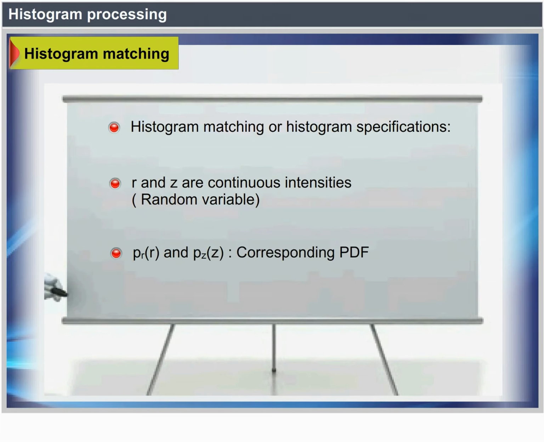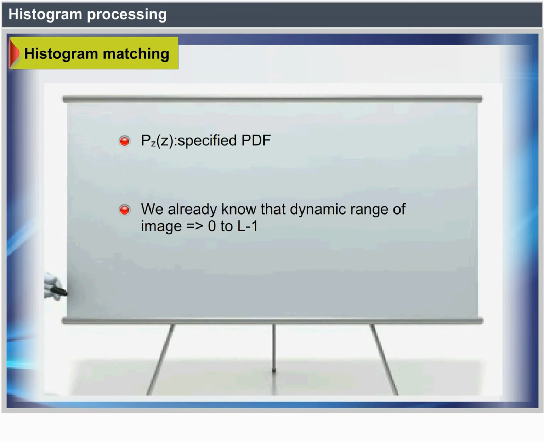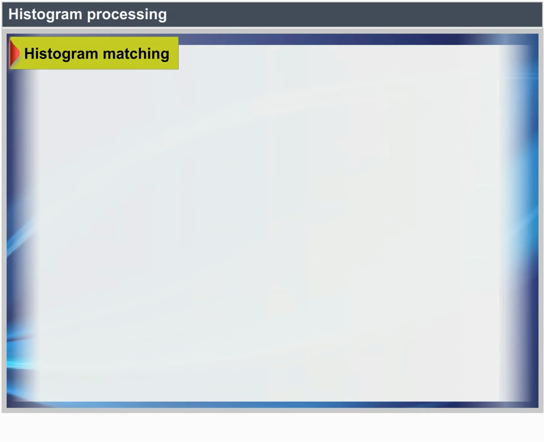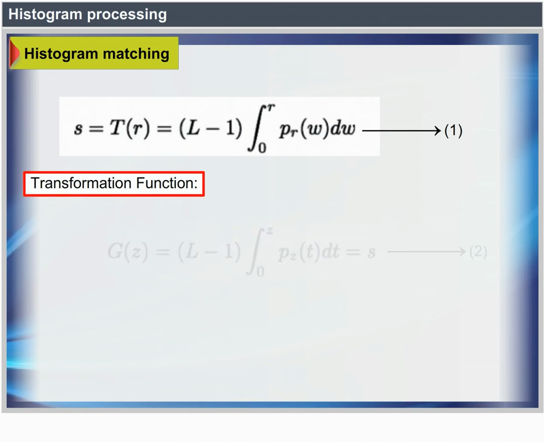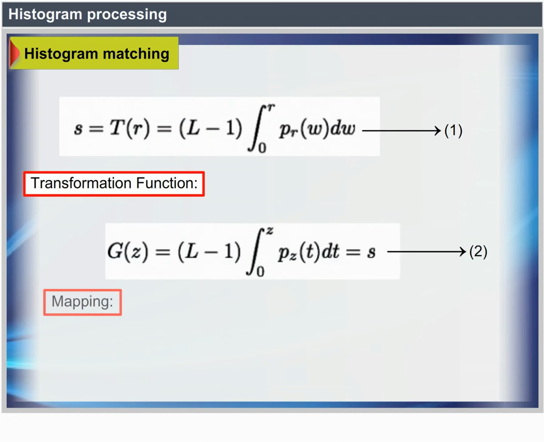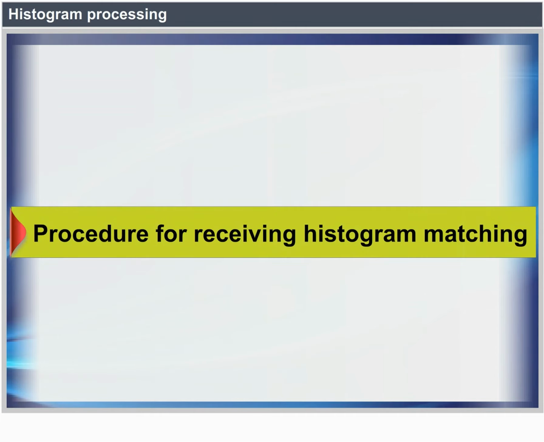Procedure to obtain histogram matching. Obtain p_r(r) from the input image and use equation 1 to obtain the values of s. Use a specified PDF in equation 2 to obtain the transformation function G(z). Obtain the inverse transformation z equals G^-1(s), that is, by mapping from s to z. Obtain the output image by equalizing the input image using equation 1.